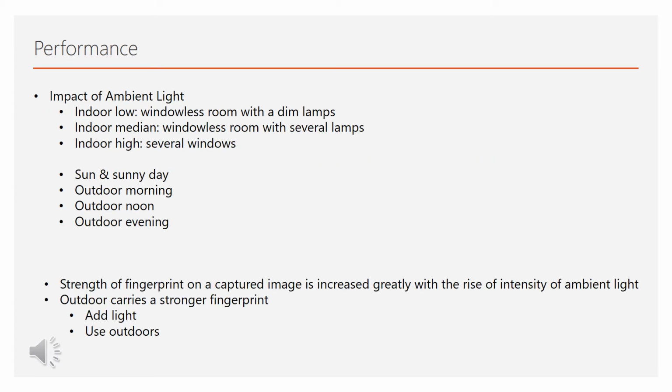Impact of ambient light. There were 6 settings that the writers tested the impact of ambient light. Indoor low, windowless room with dim lamps. Indoor median, windowless room with several lamps. Indoor high, several windows. The outdoor settings were all done on a sunny day with the sun out. There were 3: the outdoor morning, outdoor noon, and outdoor evening.